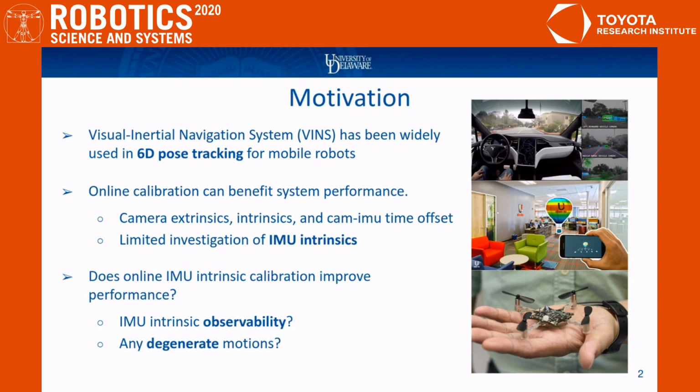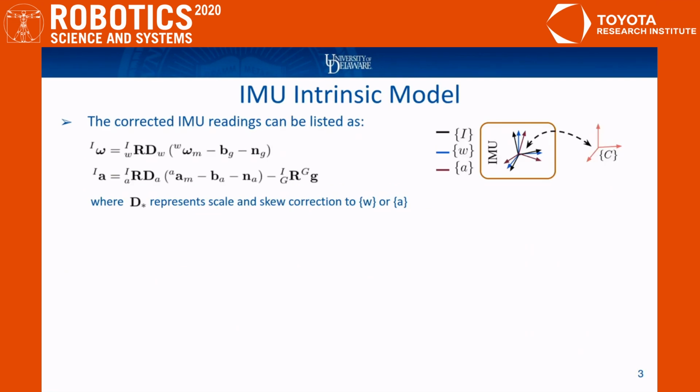To answer that, we would first investigate IMU intrinsic observability and see whether there are any degenerate motions. The IMU contains three frames: the IMU frame, the gyro frame, and the accelerometer frame. We define that the IMU frame depends either on the gyro frame or the accelerometer frame. The IMU intrinsic model represents the raw reading corrections. For example, these are raw gyro readings. The DW represents the skew and scale correction for the gyro frames.